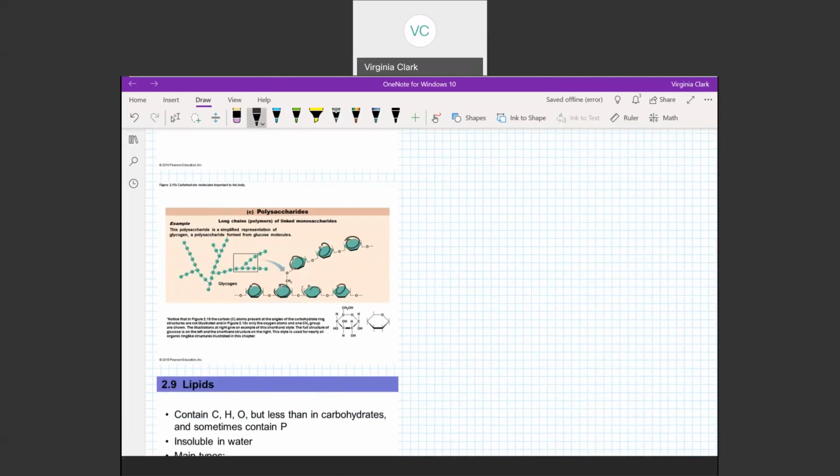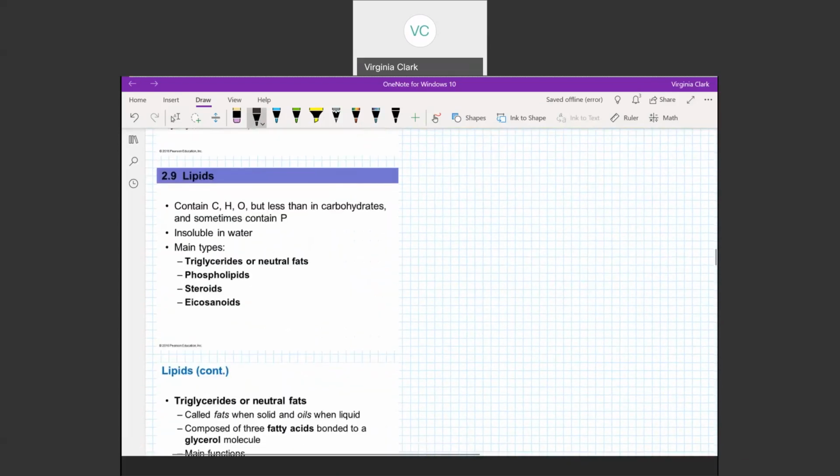Okay, moving down to the next one is going to be lipids. For lipids, these are also going to contain carbon, hydrogen, and oxygen, but they're going to be less than in carbohydrates. It's not going to be as much. And there are a couple main types. We're going to focus on the first three and not spend a lot of time on eicosanoids.